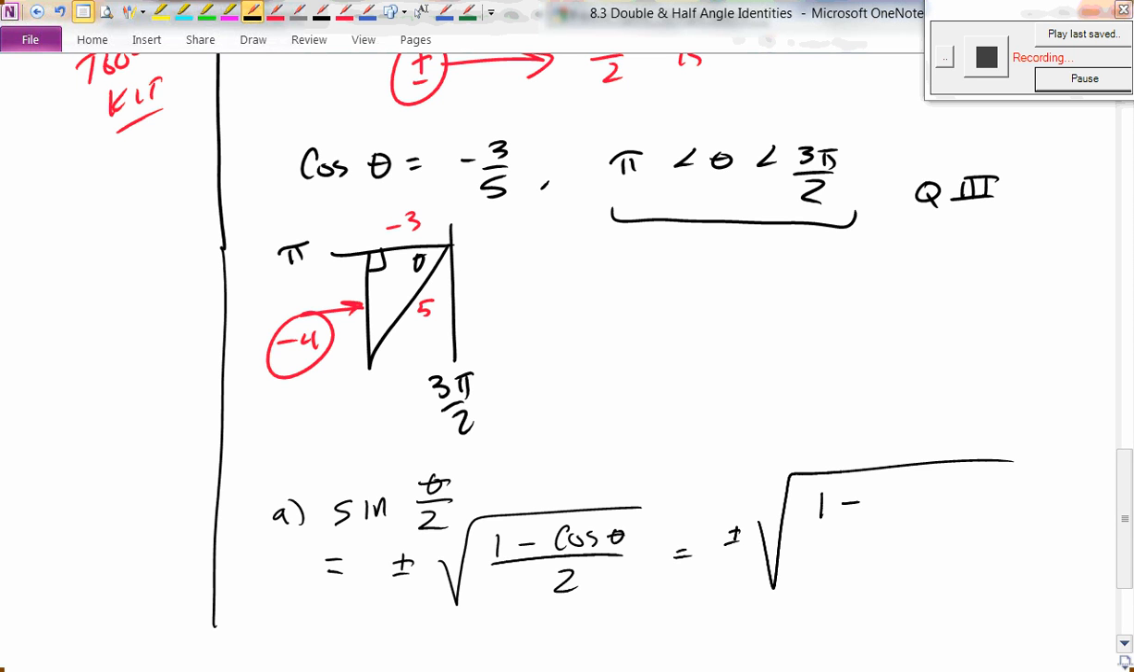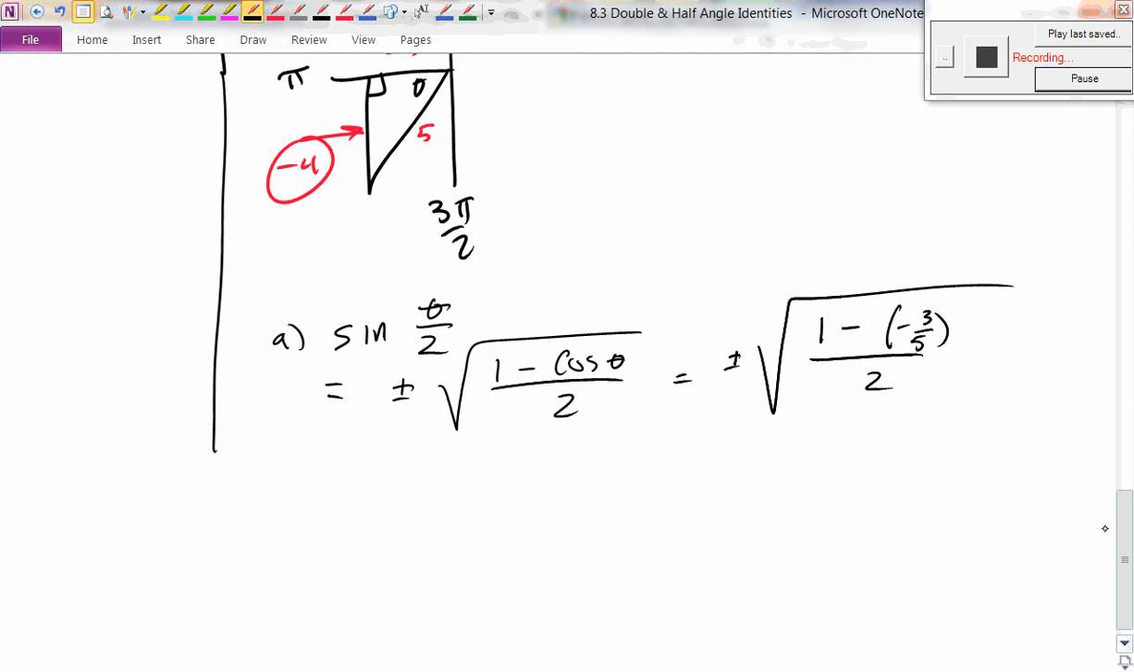Do I know what it is? Yeah. It is negative 3/5. So negative 3/5 here, all divided by 2. Which is then plus or minus the square root of, that's going to be 1 plus 3/5, over 2.